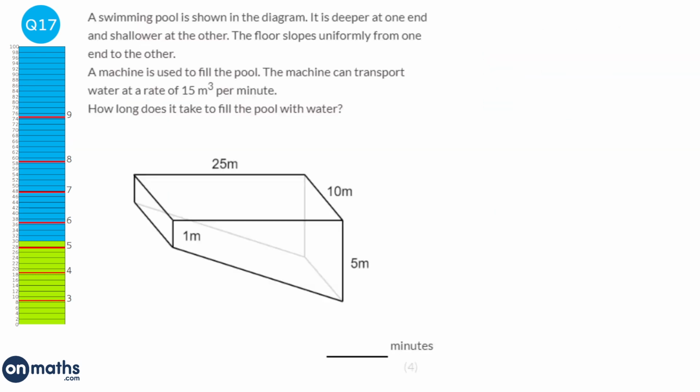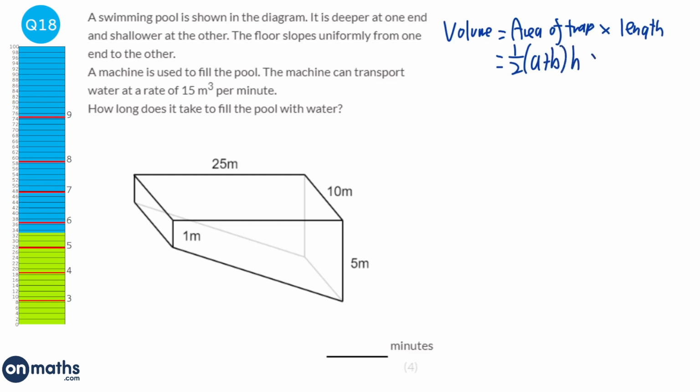First thing we need to do is work out the volume of this prism. And it's a trapezium-based prism. So the volume will be the area of the cross-section, or area of the trapezium, times the length, how 3D the prism is. So trapezium is half a plus b h, and then times the length.